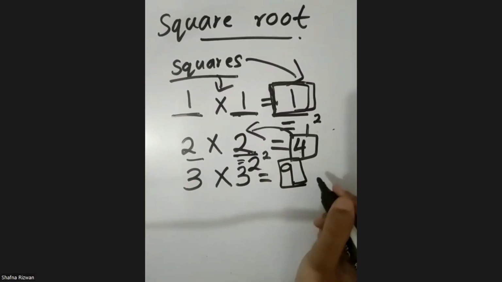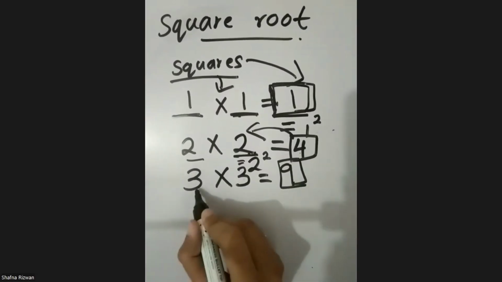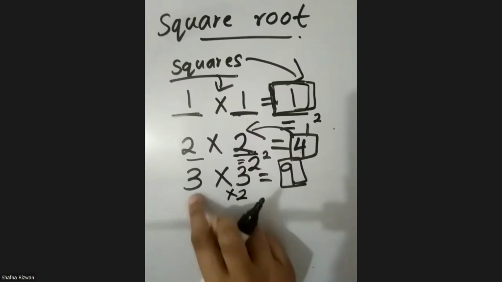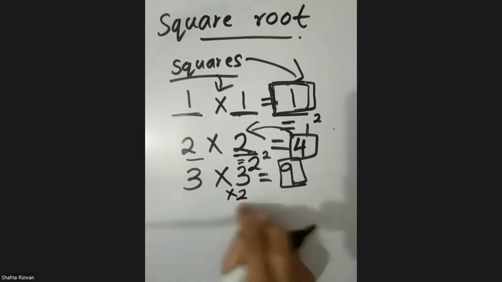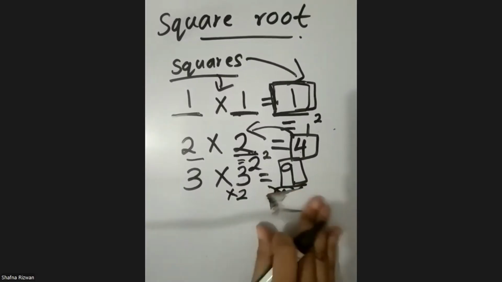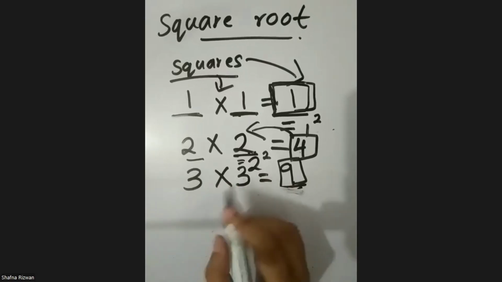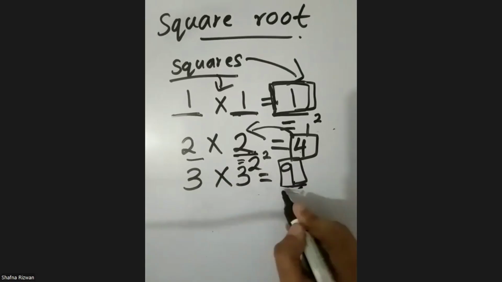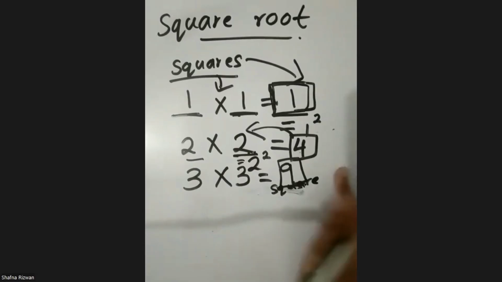Most of you go wrong here because you think that you have to multiply 3 by 2 because you have 2 times. So 3 multiplied by 2 is 6. Like that you are writing it, but it is totally wrong. Always remember that when they have given you one number, you have to multiply it by the same number, so that the answer that you get becomes your square.